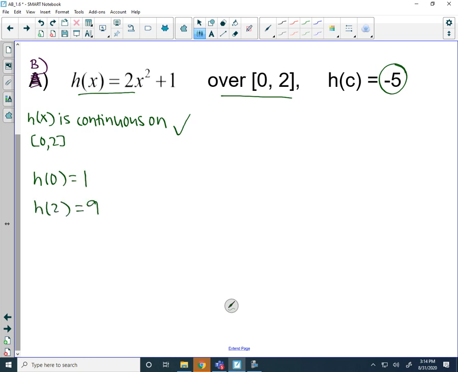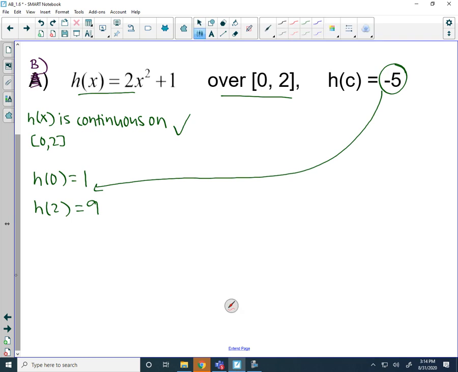So think about this. Is -5 between 1 and 9? No. So IVT doesn't apply. We're not guaranteed an x value C that will give us a y value of -5 back. It's possible that there is one, but IVT does not guarantee it.